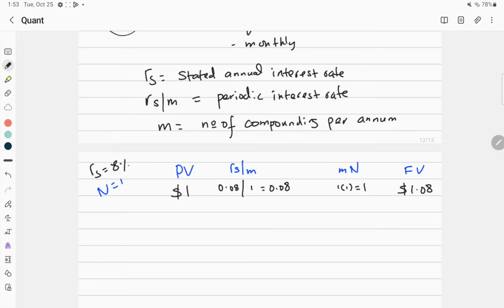So let's say we have the same investment, that is $1, with the same stated annual interest rate, but this time it's compounded semi-annually, which means it's compounded 2 times a year.